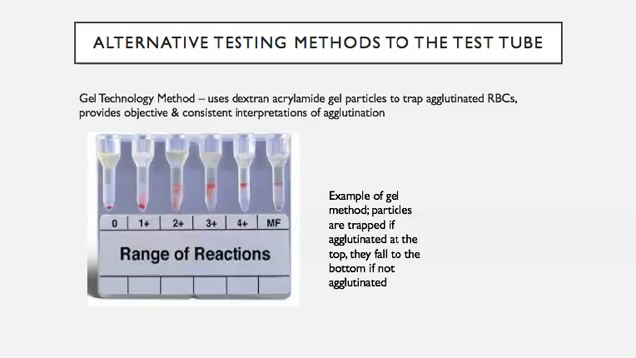Okay, gel technology uses dextran acrylamide gel particles to trap agglutinated red cells, and provides objective and consistent interpretations of agglutination. But this one's backwards, so if you're using a gel method, you kind of have to get used to it. A positive reaction will show as agglutinated red cells trapped in the gel at various levels. That indicates your different strengths of reactions from 1+ to 4+. Negative means that there's a button on the bottom of the microtube. So right there. It's backwards from the tube method because the button at the bottom indicates a negative reaction, and in positive reactions the cells are trapped at different levels in the gel.